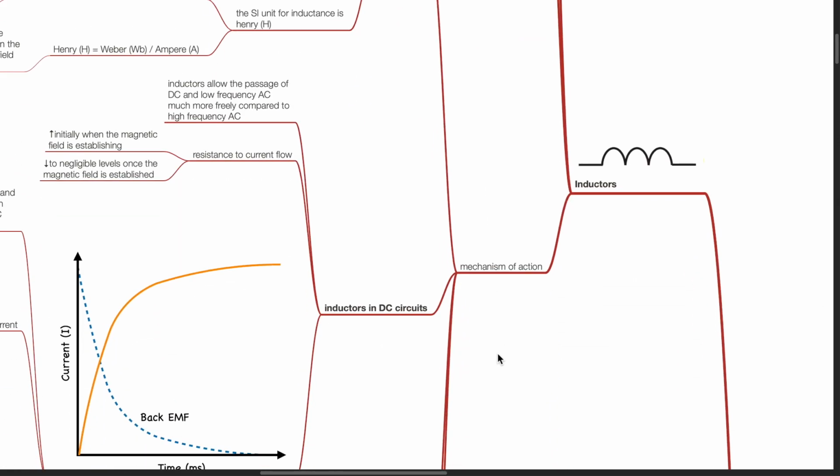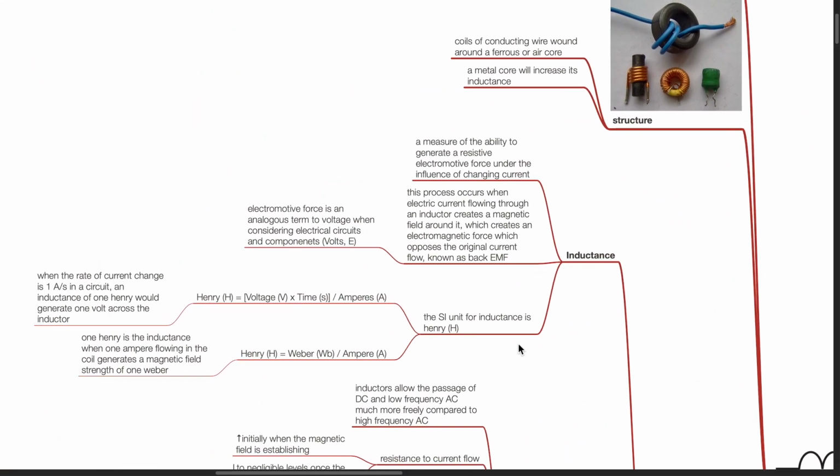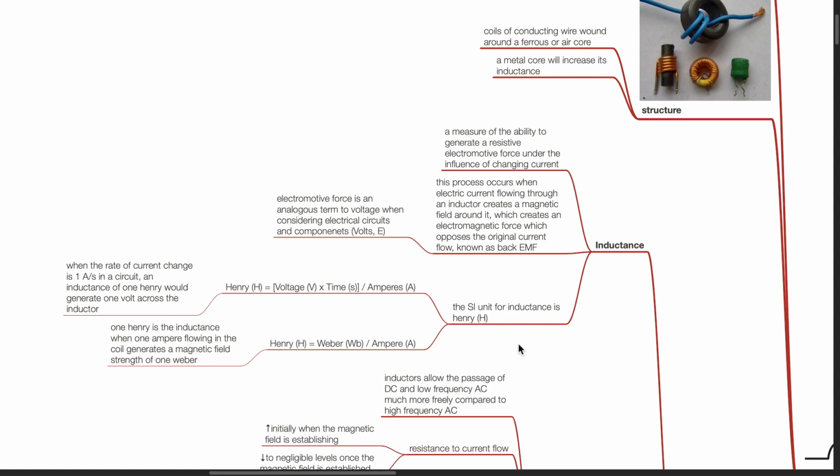Mechanism of action. Inductance. Inductance is a measure of the ability to generate a resistive electromotive force under the influence of changing current. This process occurs when electric current flowing through an inductor creates a magnetic field around it, which creates an electromagnetic force which opposes the original current flow, known as the back EMF. Electromotive force is an analogous term to voltage when considering electrical circuits and components.